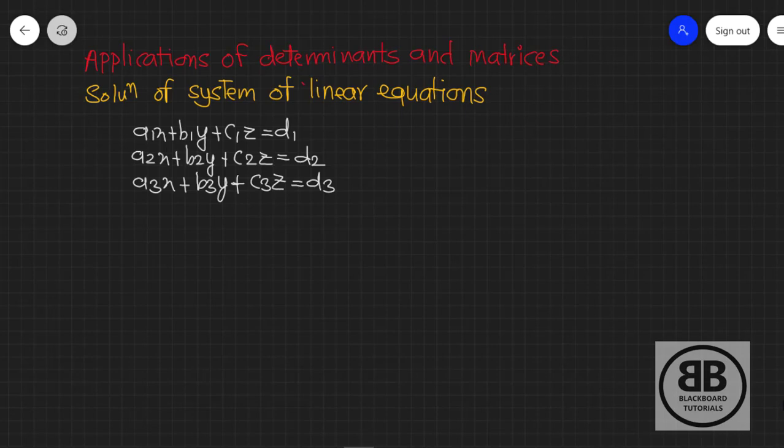Today we are going to see the applications of determinants and matrices. There are various applications of determinants and matrices, but particularly today we are going to learn how to find the solution of a system of linear equations. Suppose we are given this system of linear equations, we know that this is the general form of a system of linear equations in three variables. We want to find the solution of this system by using determinants and matrices.